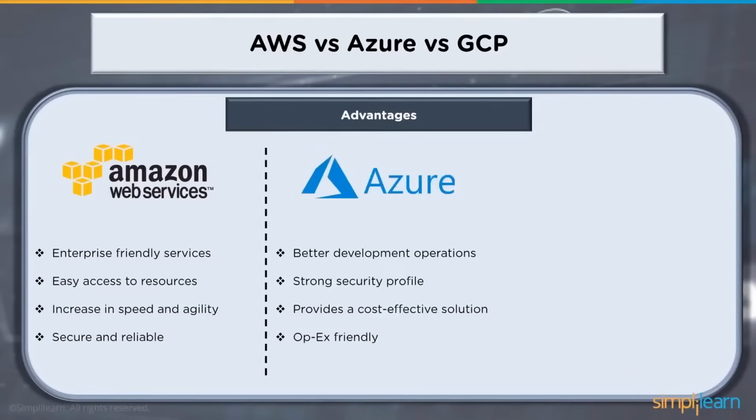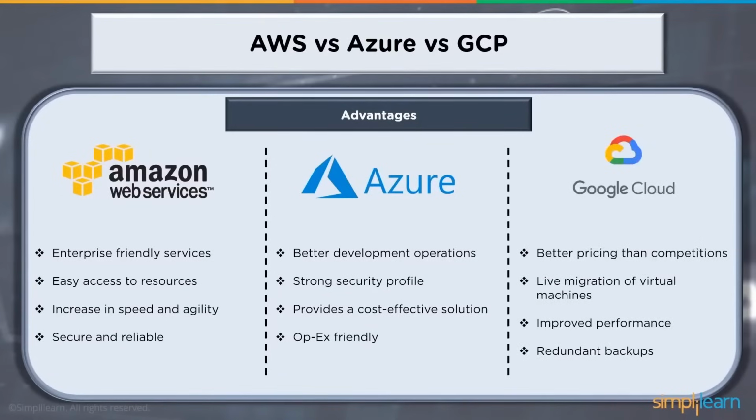When it comes to Azure, it has better development operations, a strong security profile, provides a lot of cost-effective solutions, and is operation execution friendly. When we talk about Google Cloud, one of the key features here is better pricing than competitors, live migration of virtual machines, which really interests a lot of organizations that want to modernize their infrastructure without any kind of disruption in their existing services, improved performance, redundant backups, and so on.